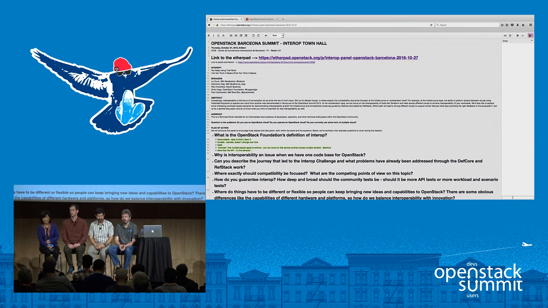So to me, whatever definition we agree with, we should never forget the testability aspect of it. And why is my definition so centered on the test aspect? Because I'm the PTL of the RefStack project.